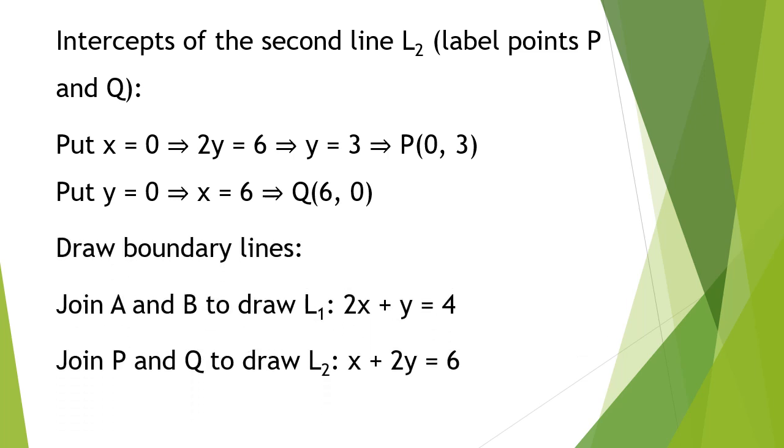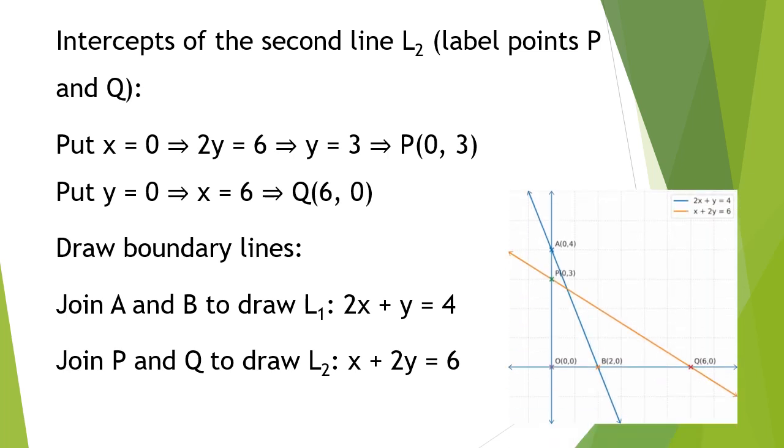Students, now we have to plot these boundary lines. Join A and B to draw L1, 2x plus y equals 4, and join P and Q to draw L2, x plus 2y equals 6. Here I show you the graph. You have to plot it on the xy coordinate plane. Students, here you can see that we join the points A, B and P with Q. We have two lines, L1 and L2, here.